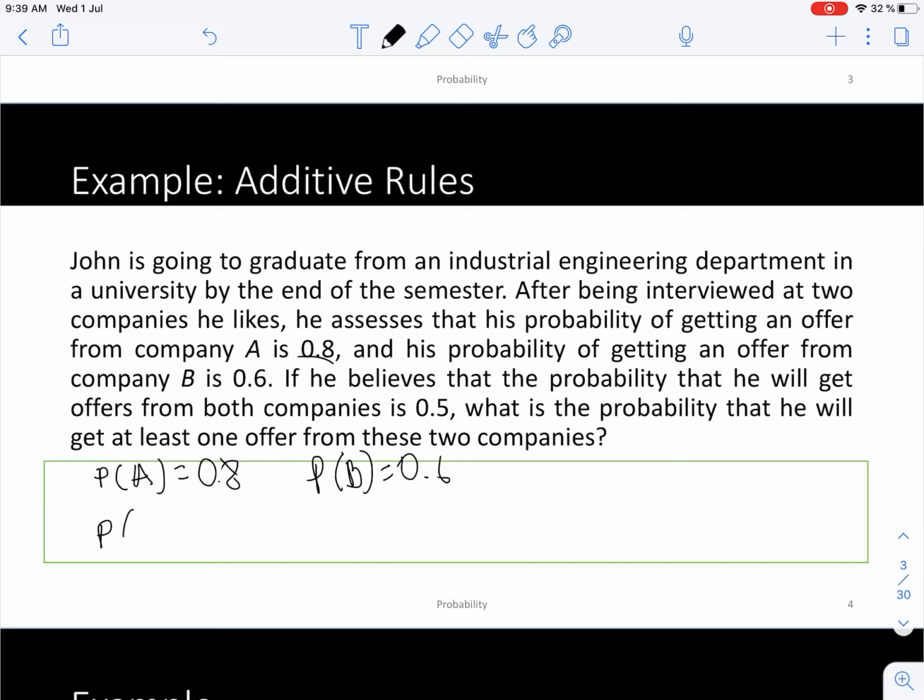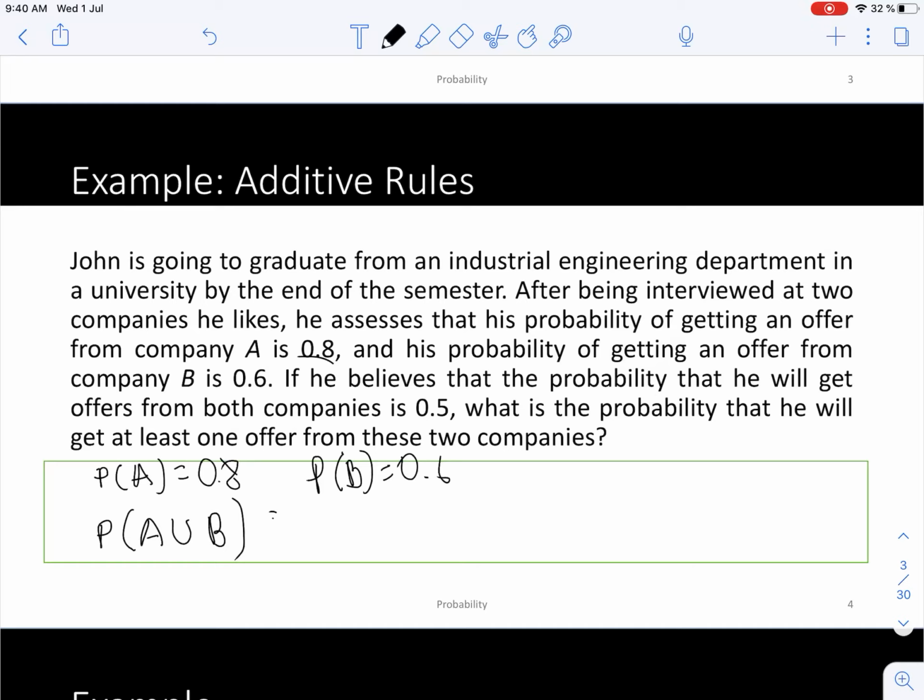Why the union? Because the union means the probability that A is going to happen, B is going to happen, or both are going to happen. That means that's the probability that John's going to get an offer from company A, also an offer from company B, or both of them at the same time. So those are the scenarios that are considered by this operation, by the union.